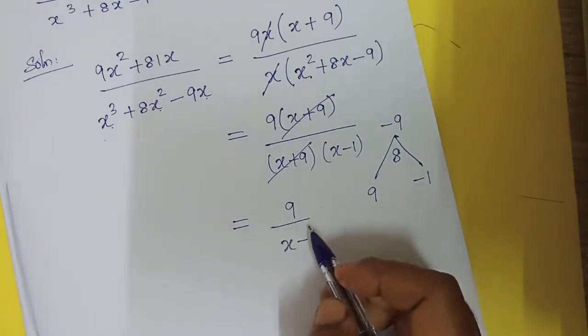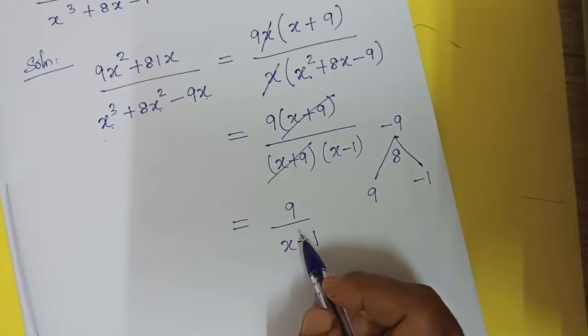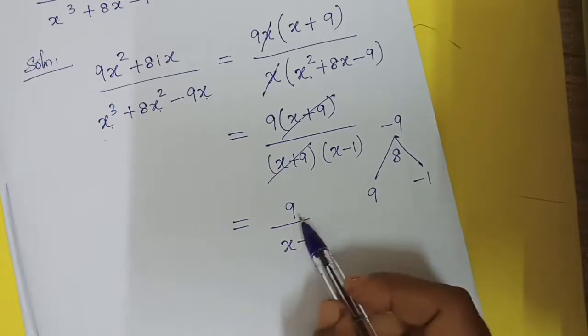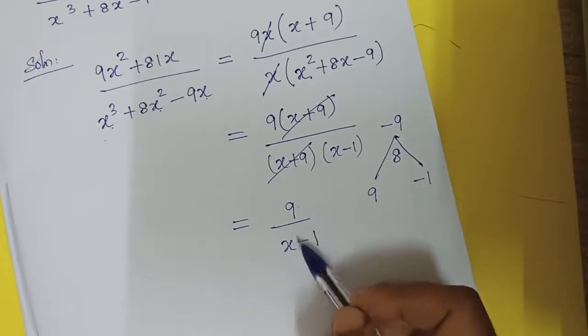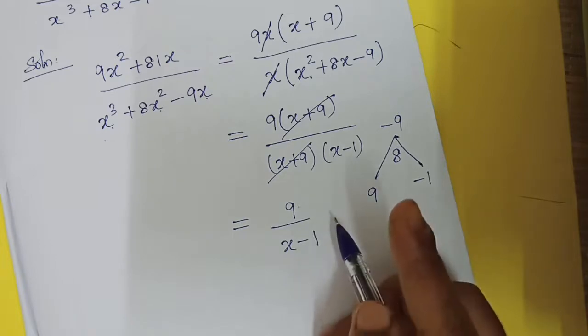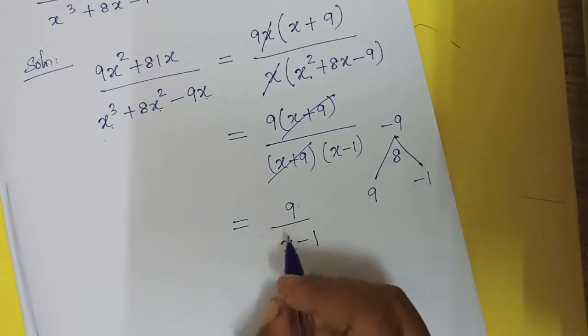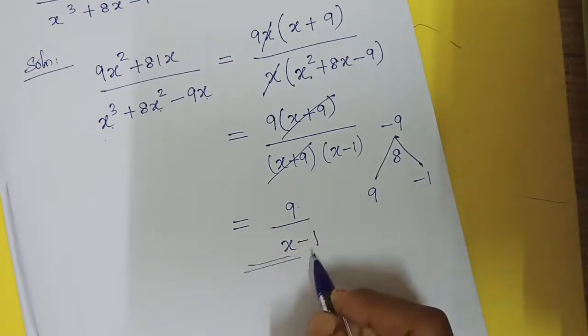Now check whether it is in reduced form, that means lowest form. The GCD of 9 and x − 1 is 1 only. No common factors. So this is the final answer.